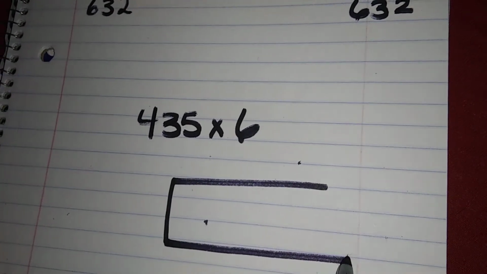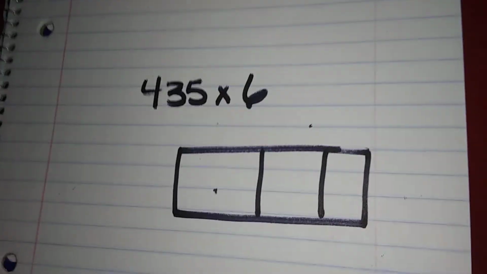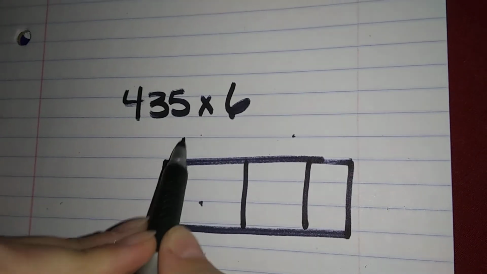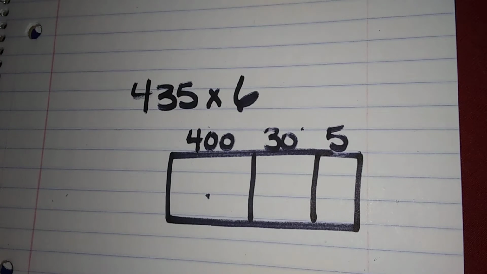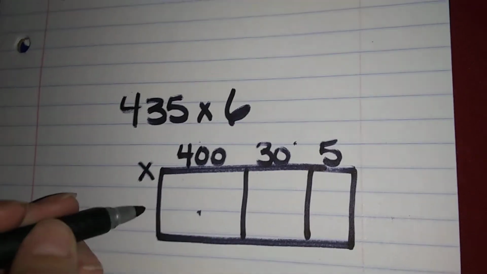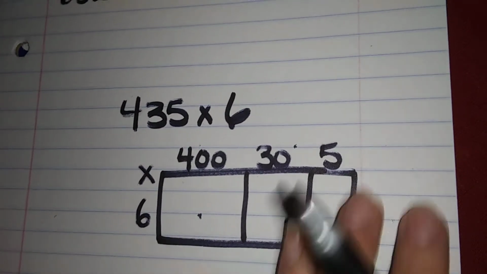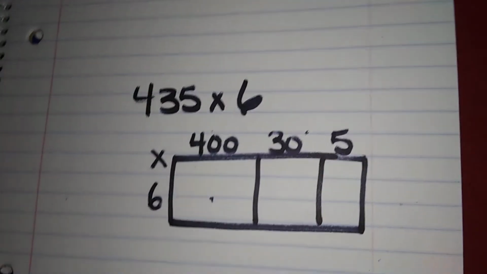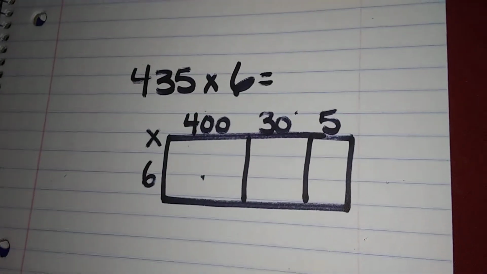Let's look at a 3-digit. Let's do 435 times 6. When we do the box, we need to separate into 3 places because it's a 3-digit number. We put 435 in expanded form along the long side of the rectangle, times it by 6. So when we find the area of each of these sections and put it all together, we would know the area of this rectangle or the answer to this multiplication fact.